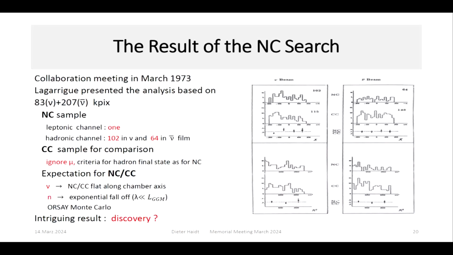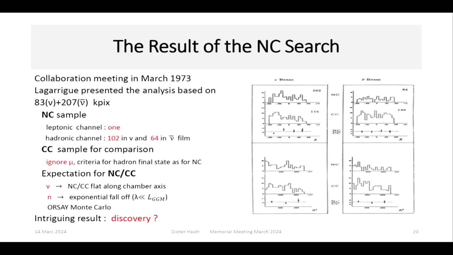Now, in March, precisely one year later, Lagarrigue entered the CERN meeting with a big smile. In the meantime, 38,000 neutrino and 207,000 antineutrino pictures had been scanned, and a sample of neutral current candidates consisting now of this one lepton event and 102 neutrino and 64 events in the antineutrino film. In order to make a direct comparison, a charged current sample was used where the muon was ignored, and exactly the same criteria applied to the final state of the event.